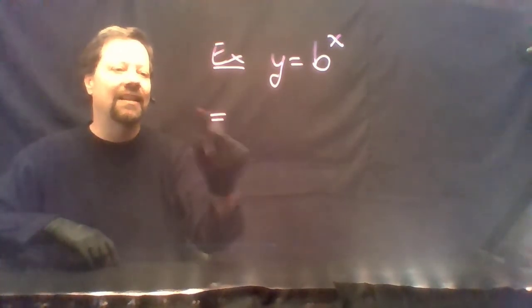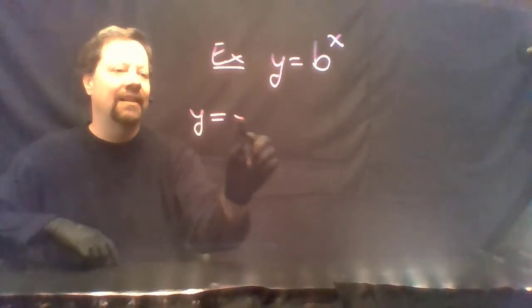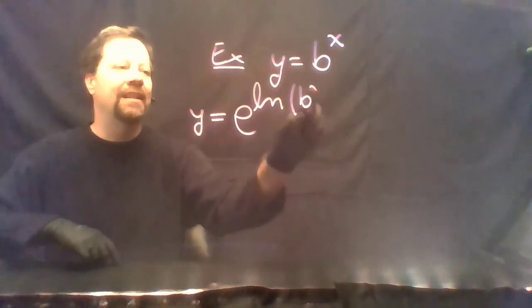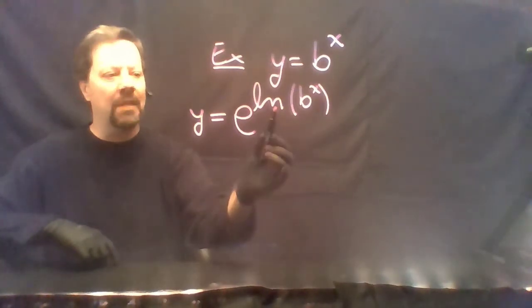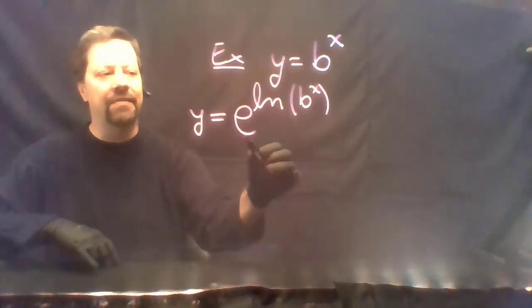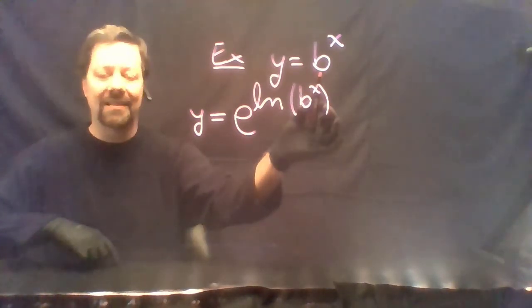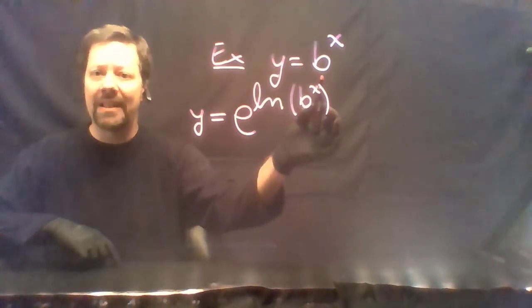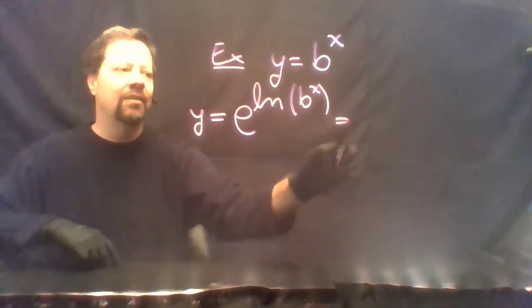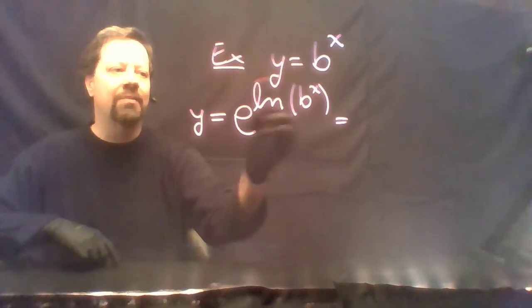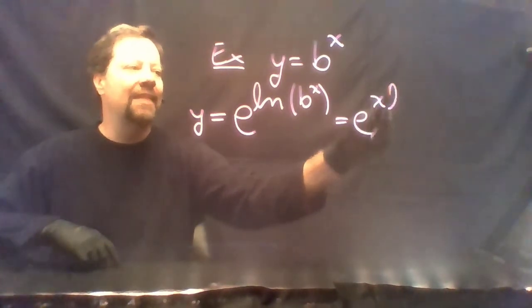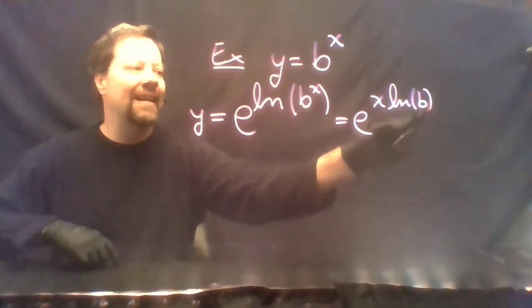The trick is to take e to the natural log of b to the x. Because e to the power of and natural log are inverse functions, this would cancel and give us b to the x, so we know it's equal to what we started with. But we can use the property of logs to bring this x out, and we get x times the constant, the natural log of b.